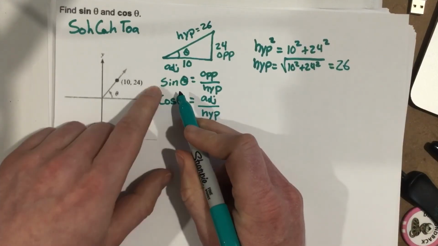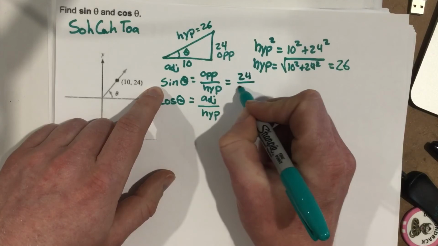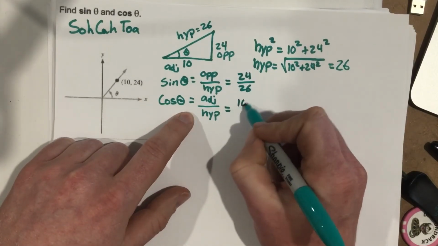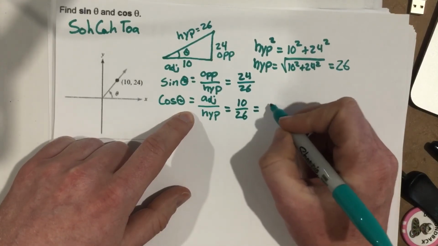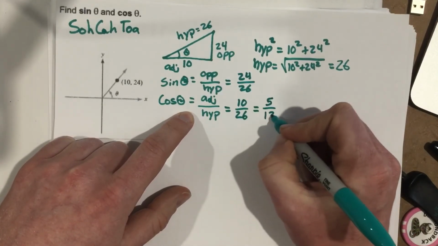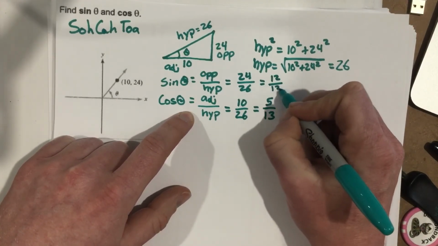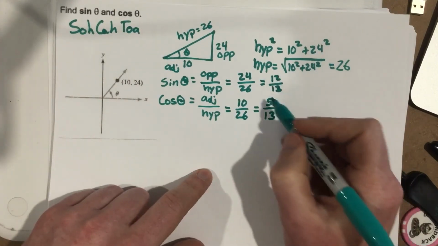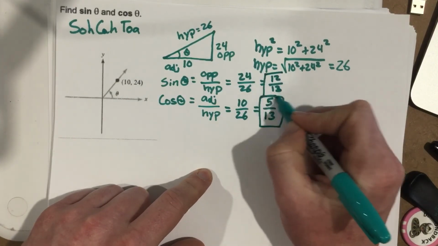And I can say that the ratio then for sine is 24 over 26, and the ratio for cosine is 10 over 26. I can reduce that by dividing by 2, and that gives me 5/13 and this gives me 12 over 13. So my sine theta and my cosine theta, the ratios for those two, are 5 over 13 and 12 over 13 for answers.